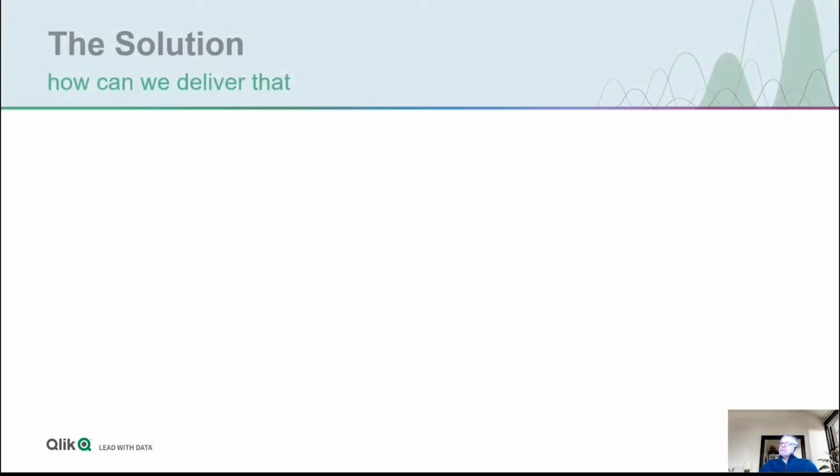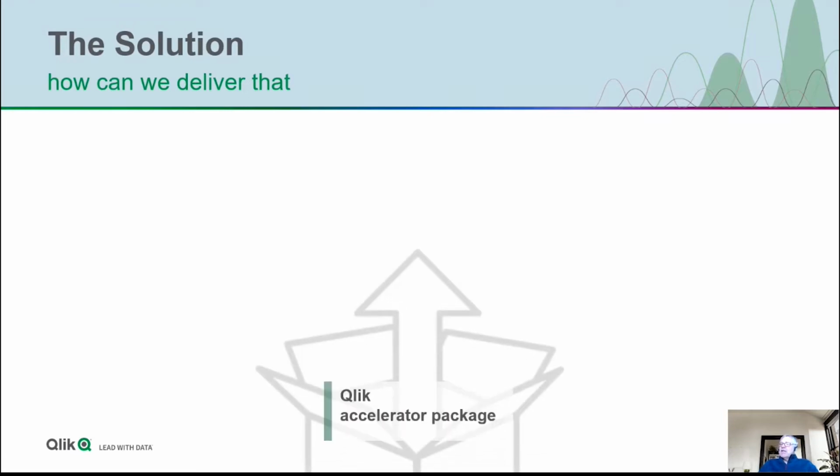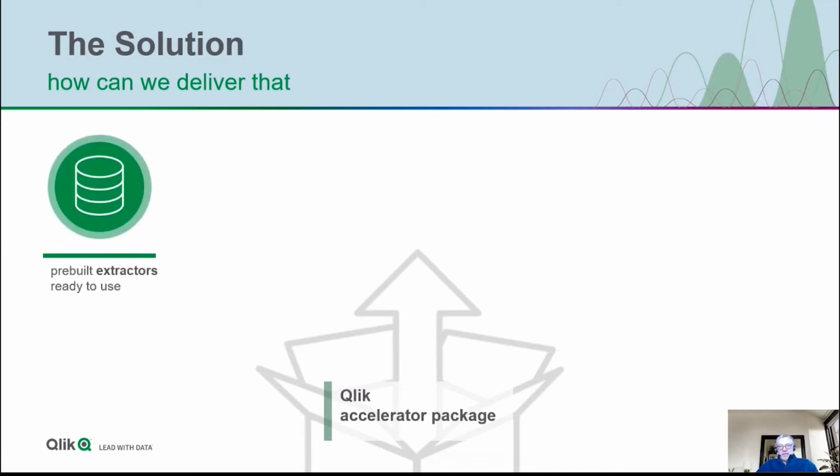So when I say solution, how could such a solution look like? We call it the Qlik accelerator package. The Qlik accelerator package, for example on Synapse in the Azure cloud, comes with pre-built extractors ready to use. These pre-built extractors are part of the SAP configuration, and they are ready to use. They provide batch-oriented but also real-time data.